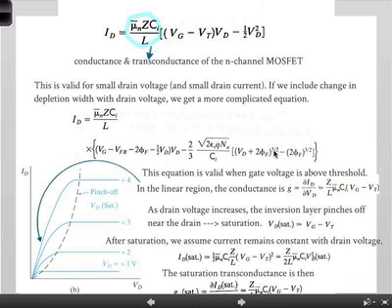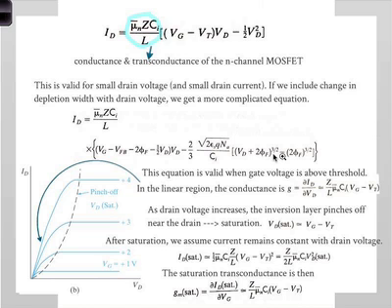Of course, when you integrate a square root, you get a ratio 3 over 2. So it's not that hard. You get a bit more rigorous expression that takes into account the fact that the depletion region is changing across the channel. But that's a small effect, so don't worry too much about it, I would say, for now.